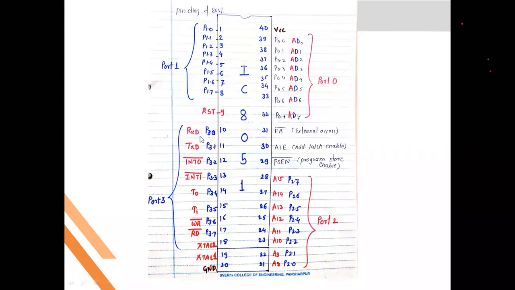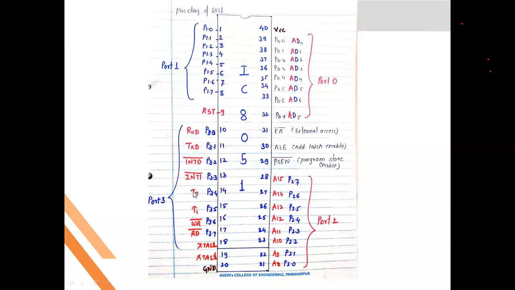Now see RXD, TXD. These two pins are used for serial communication. By using the RXD pin, you can receive serial data. If you want to transmit serial data, TXD means transmission, so you can use this pin.